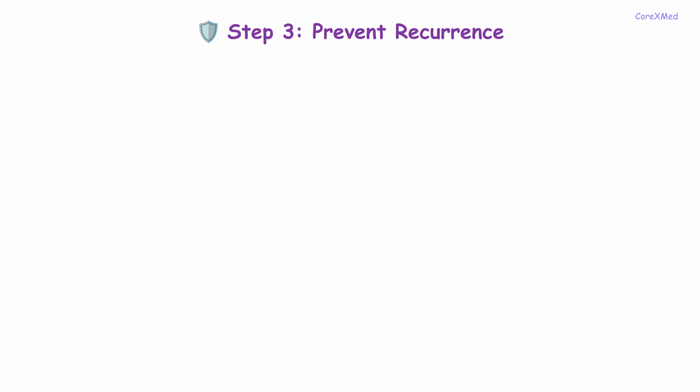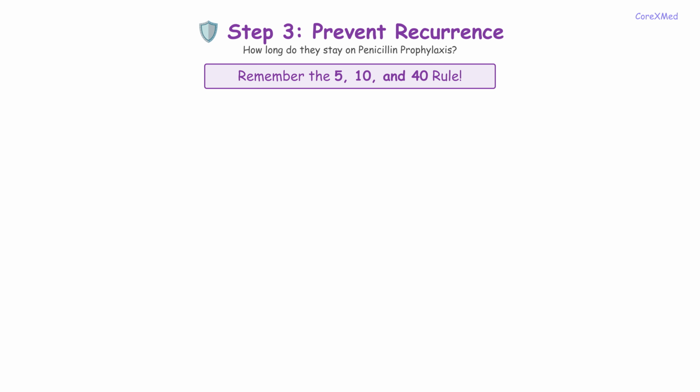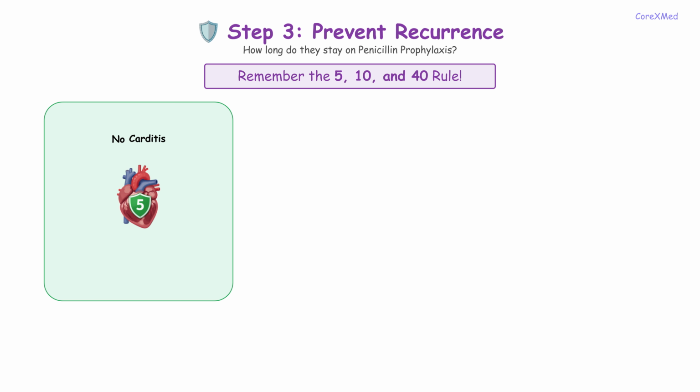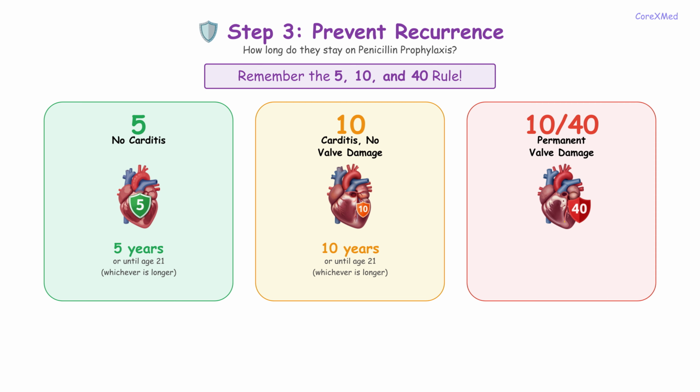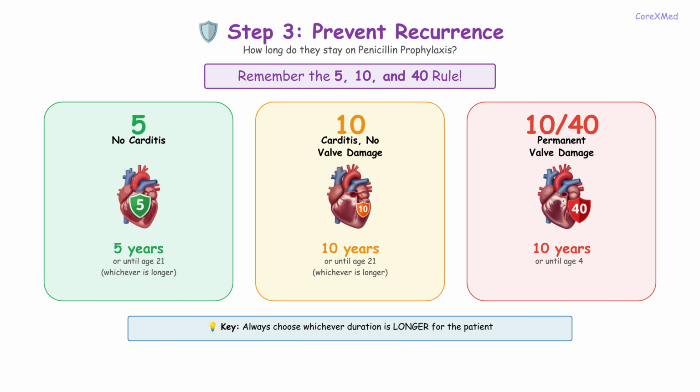Third, how long should we continue penicillin prophylaxis? Just remember the 5, 10 and the 40 rule. If there is no carditis, 5 years or until age 21, whichever is longer. If they have carditis but no permanent valvular damage, 10 years or until age 21, whichever is longer. If they have permanent valvular damage, 10 years or until age 40, whichever is longer.